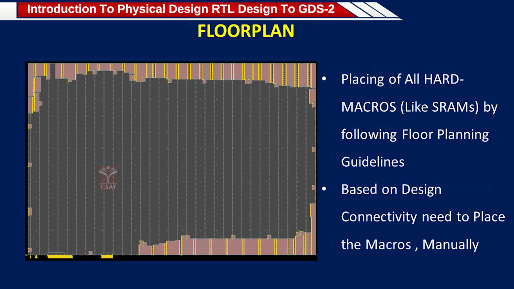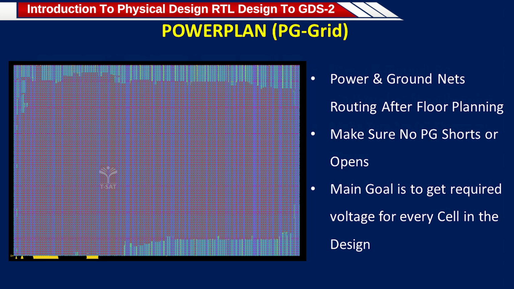Next one is the power plan. In power plan, we should design the power grid, power and ground, VDD/VSS. For the entire chip, we should have the power and ground. All the standard cells, macros, IPs, all components in your ASIC must get the power and ground. That power and ground routing will happen as a part of this power plan. After power plan, make sure we do not see any opens or shorts in the power and ground nets. That is a major check.